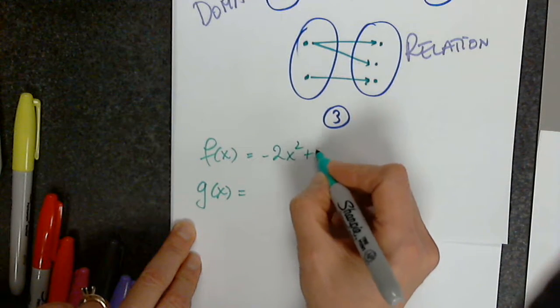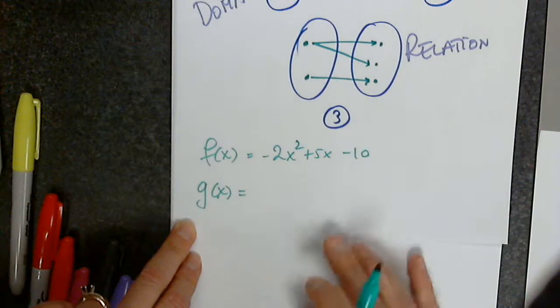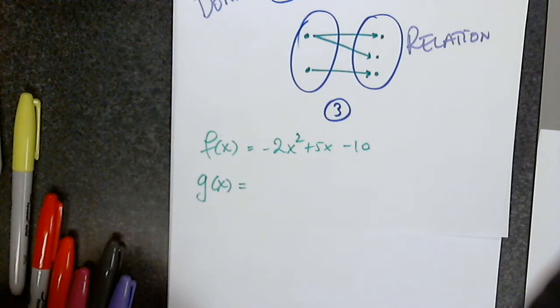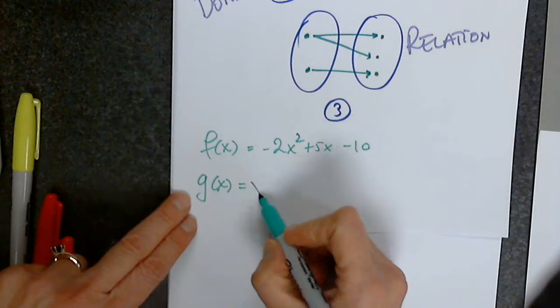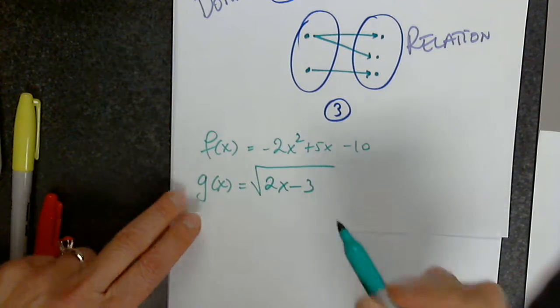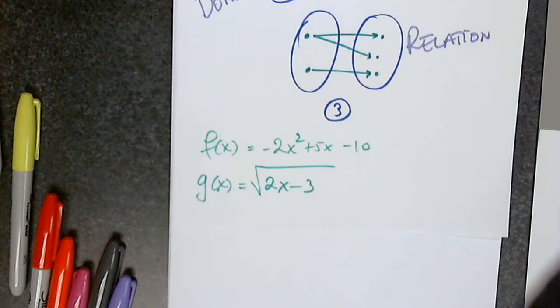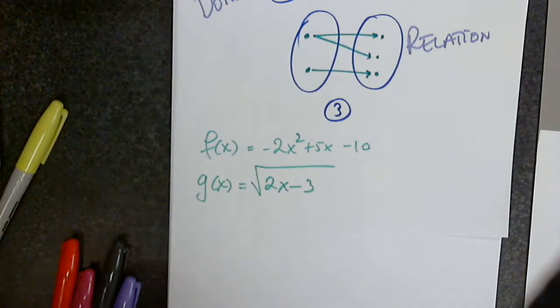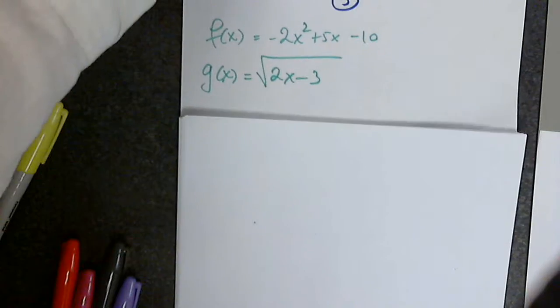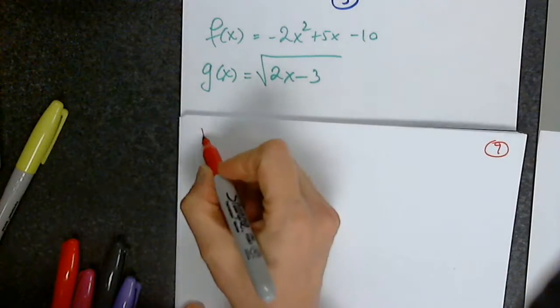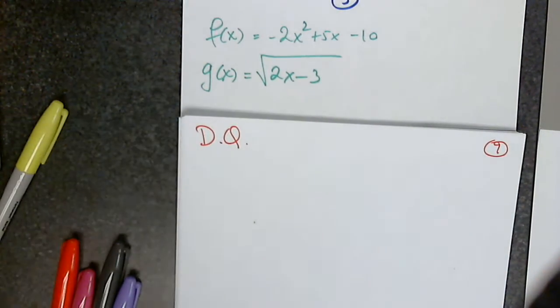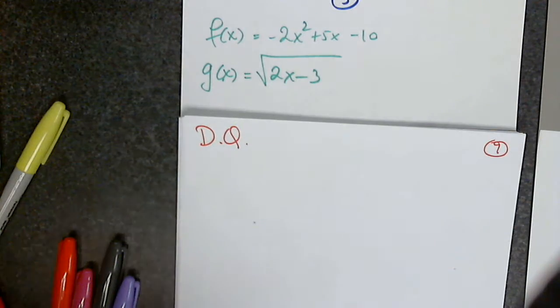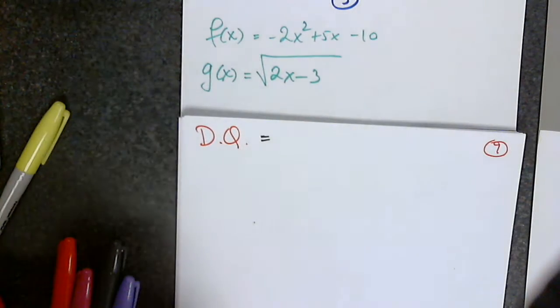Negative 2x squared plus 5x minus 10. And let's also work on a square root. Let's say the square root of 2x minus 3. Not at the same time, of course. We can't do that. So let's determine the difference quotient for each function. The definition of the difference quotient, anyone remembers it?